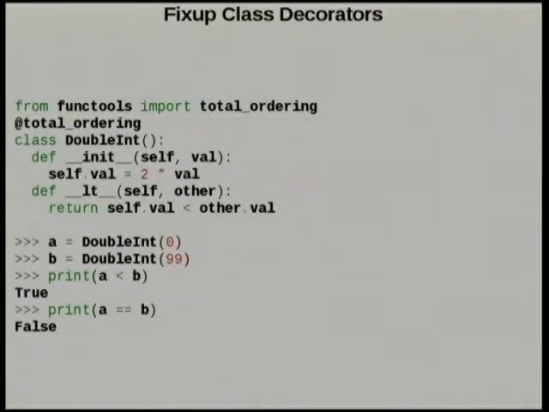The total ordering decorator. This one was one of the first kind of killer apps for class decorators that made it into the standard lib. So once again, it's in functools. If you're defining a number-like object or a string-like object, anything that you're going to do comparisons on, and those comparisons are transitive, which they usually are, you only have to define one comparison that can be composited into other comparisons. If A is less than B, you can say B is greater than A.